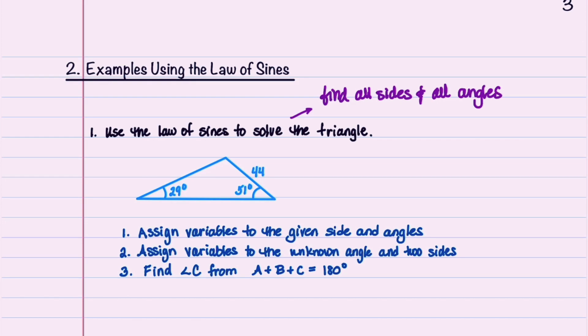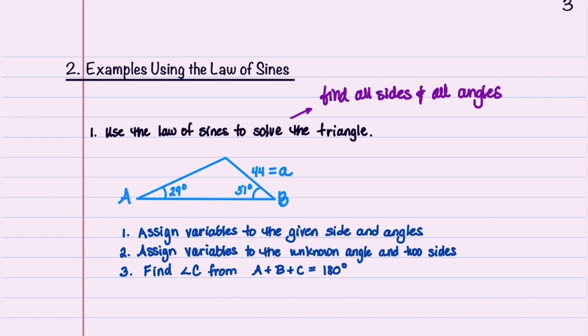Our first step is to assign variables to the given side and angles. I usually like to start with angle A on the left just because it makes sense to me. So I'm going to do that. So we'll call this angle A. We'll call this angle B. And then we notice the 44 is the side opposite angle A. So we're going to call this little a.